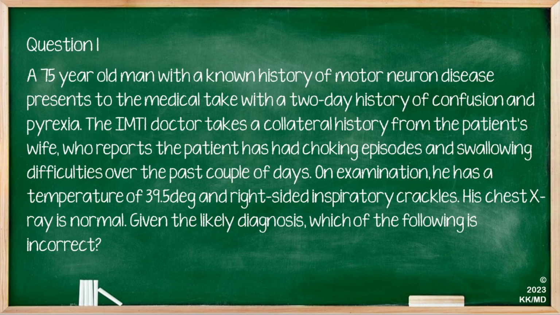So now let's do a question. A 75-year-old man with a known history of motor neurone disease presents to the medical take with a 2-day history of confusion and pyrexia. The IMT1 doctor takes a collateral history from the patient's wife, who reports the patient has had choking episodes and swallowing difficulties over the past couple of days. On examination, he has a temperature of 39.5 degrees and right-sided inspiratory crackles. His chest X-ray is normal. Given the likely diagnosis, which of the following is incorrect?